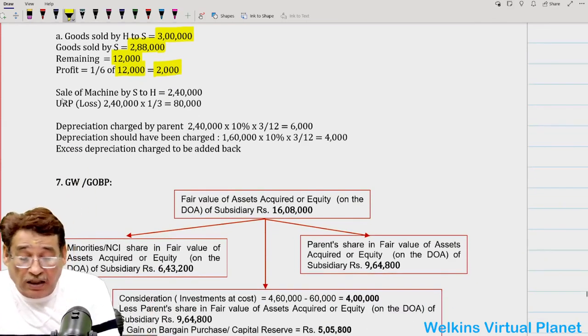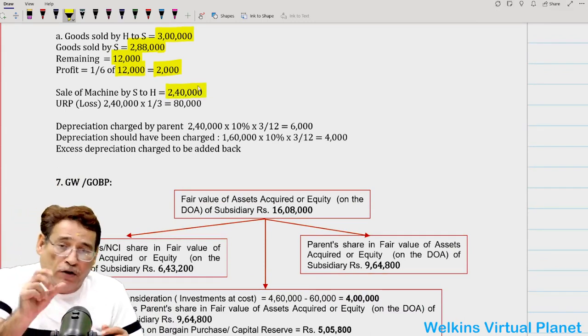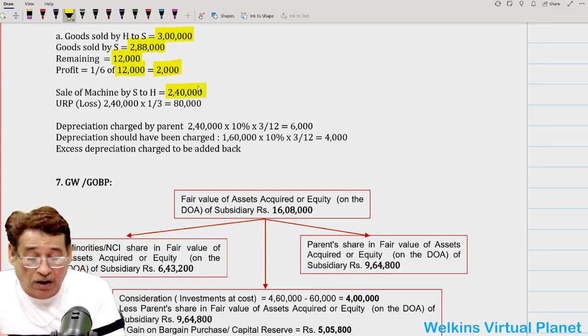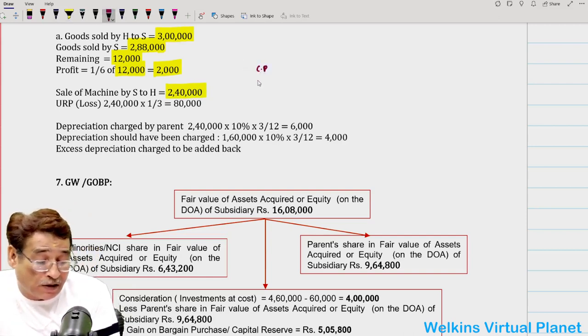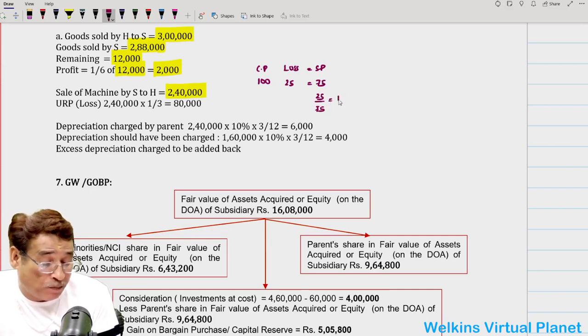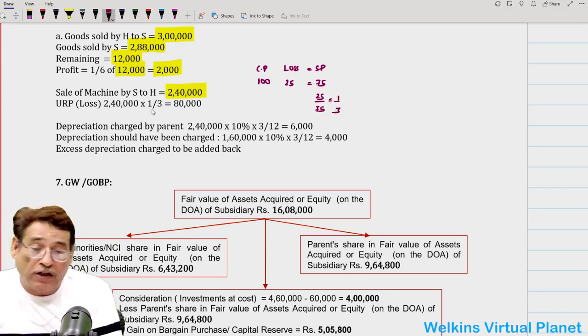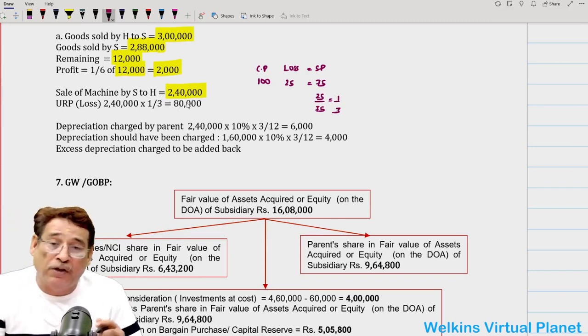consolidated P&L. Then again in this question, sale of machine by S Limited to H Limited. Subsidiary company sold a machine for 2,40,000 and incurred a loss. Now suppose cost price is 100 and loss is equal to 25, because 25% was given to us. That means selling price must be equal to 75. So rate of loss on selling price will be 25 by 75, that is 1 by 3. So selling price is 240, I will apply 1 by 3 to get 80,000 as unrealized loss.